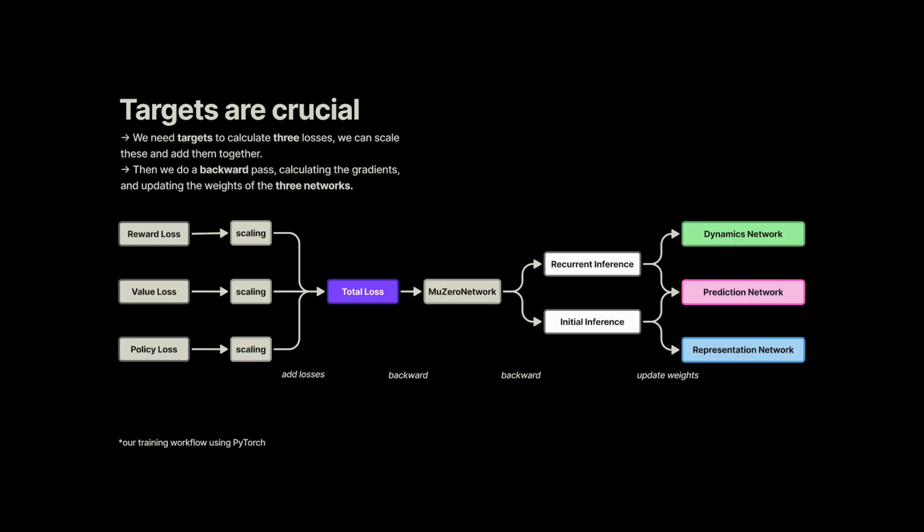The targets we just saw are crucial for creating a loss function. We have 3 of them. We have the reward loss, the value loss, and the policy loss. We can scale these to make sure they have the same size, and do a backward pass on the loss when we have calculated it. This will, in summary, update the networks behind the recurrent inference and the initial inference methods.